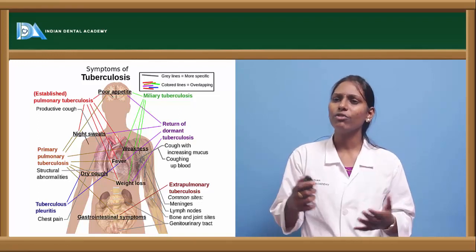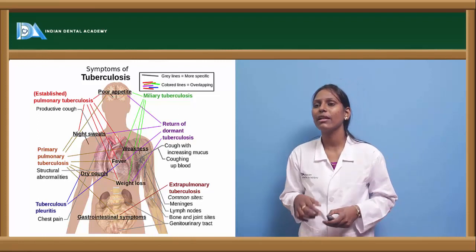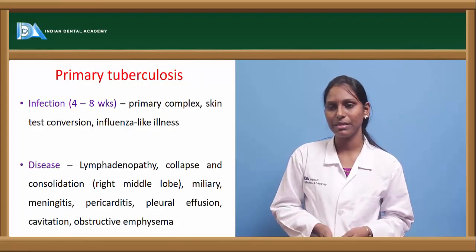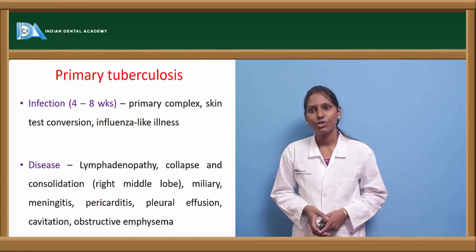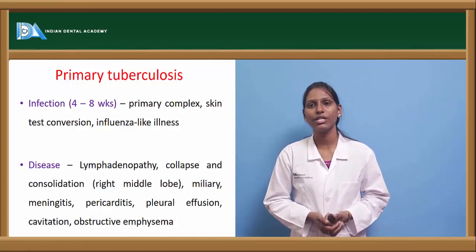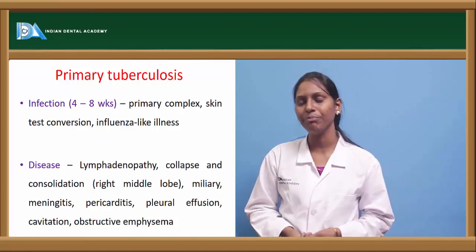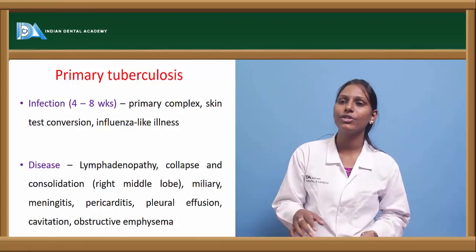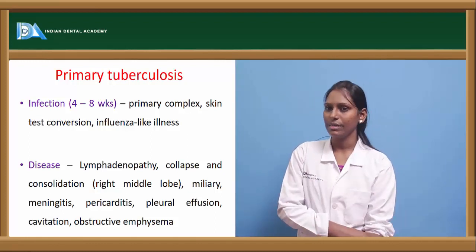Normally, in the reactivation of dormant tuberculosis, there will be cough with increasing mucus, and coughing up of blood can also be seen. Now coming to primary tuberculosis, in the infection stage, which is about a 4 to 8 week period of time, usually we can see the primary complex, then later there will be skin test conversion and an influenza-like illness can be seen.